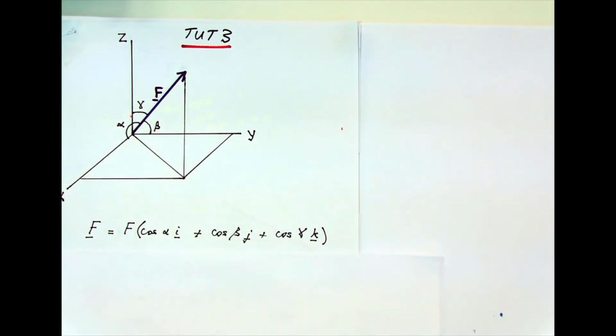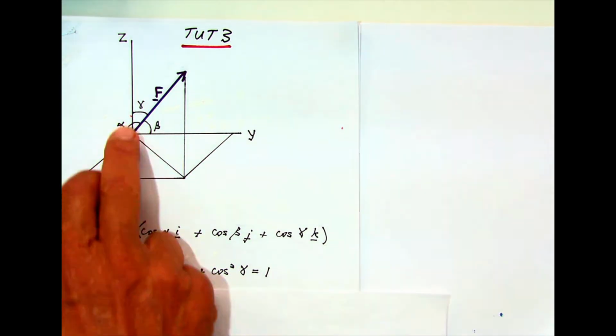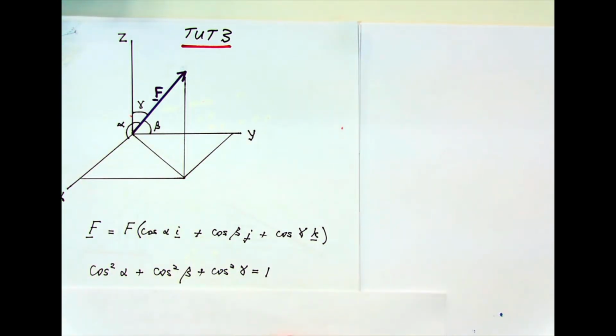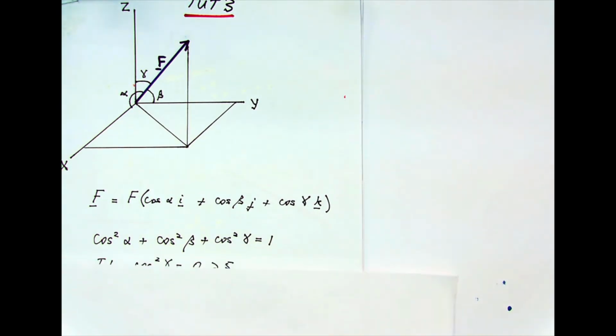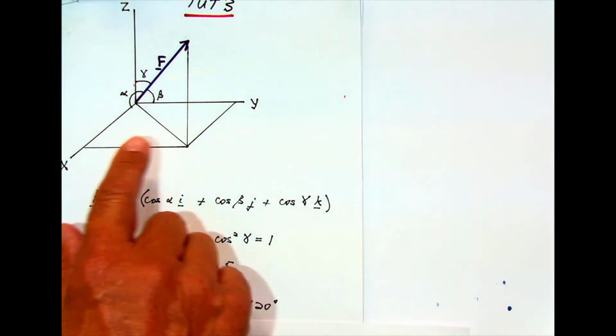Actually, you only need two angles, because you also have this equation. So if I give you alpha and beta, you can find gamma. We only need two of those angles to work out the gamma. And what I also mentioned last week, if you get something like cos squared gamma is 0.25, then cos gamma is plus or minus the square root of that, which is 0.5. And that means gamma can be 60 degrees or 120. And that you've got to decide for yourself.